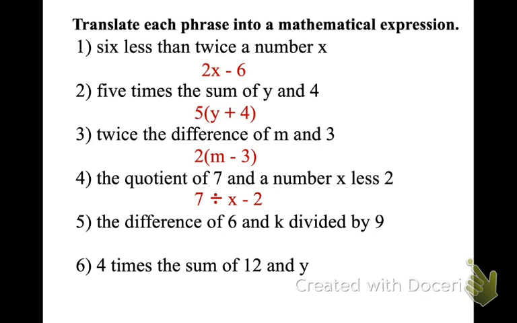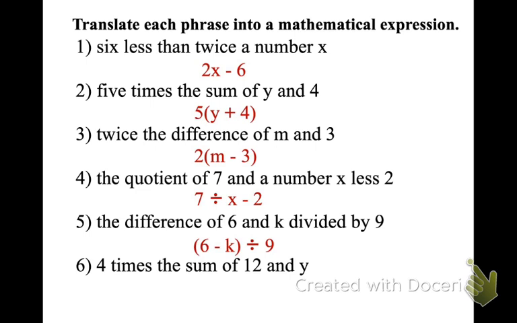Yep. Okay. The difference of 6 and k divided by 9. So the difference, send it to the and, 6 minus k, that whole thing has to be divided by 9, not k divided by 9, because they're saying the difference is divided by 9. So 6 minus k over 9. Okay? Remember, we're not going to use that division with the 2 dots.